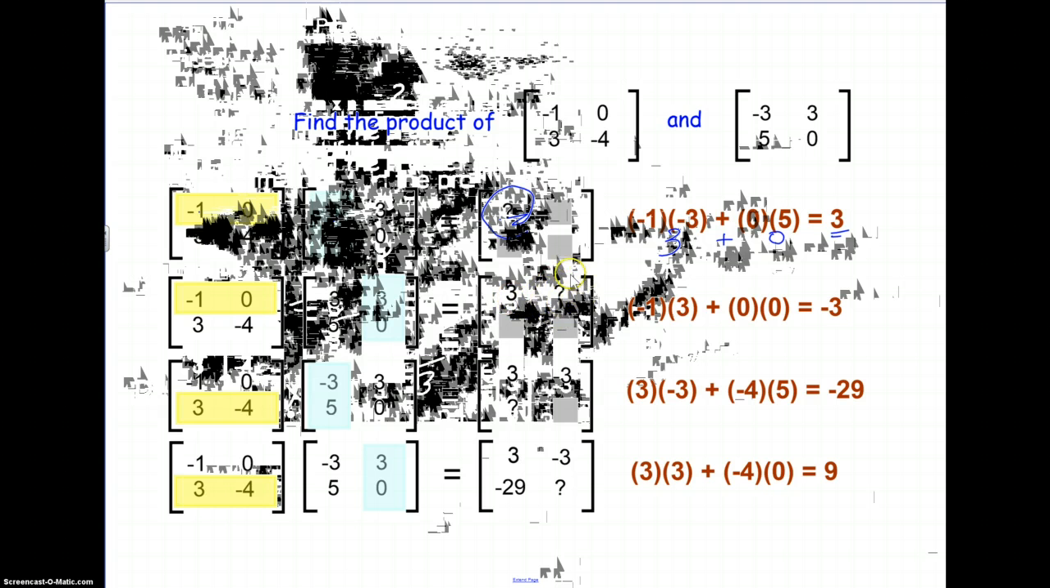To go after the top right element, I'm still going across the top row, but I'm going down the second column. So -1 times 3, which is -3, plus 0 times 0. That element would be -3. And you go and do that for all of the elements in your matrices. So let's go ahead and do this.